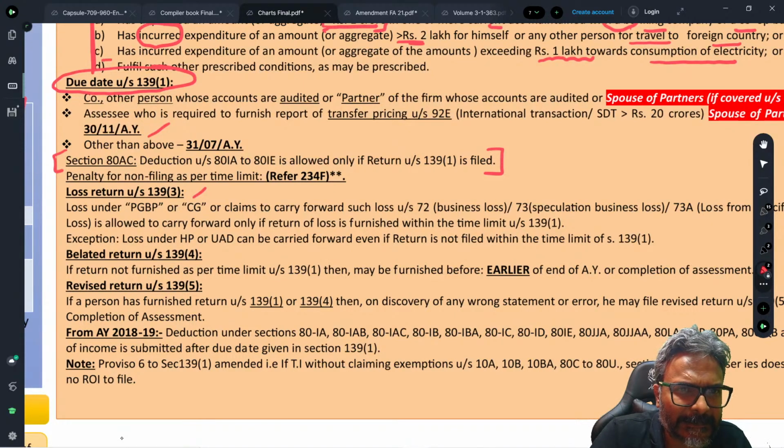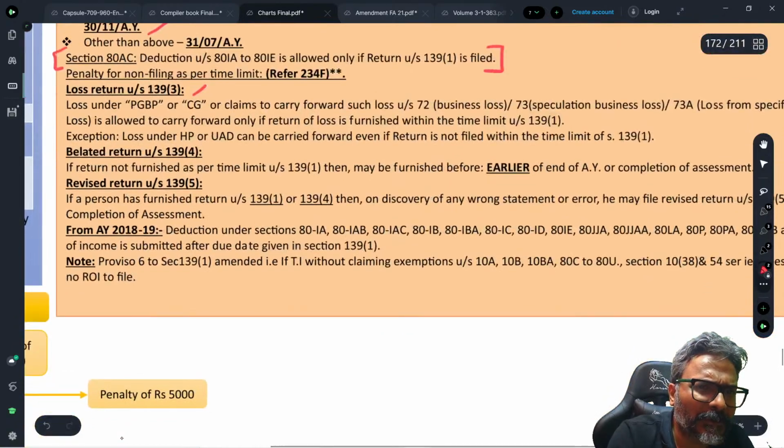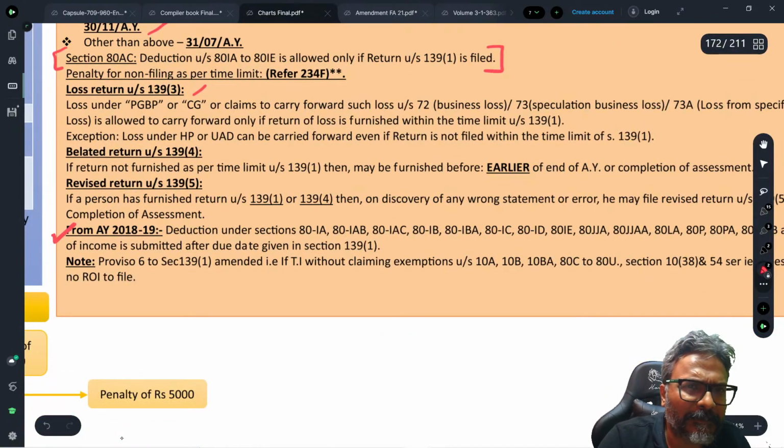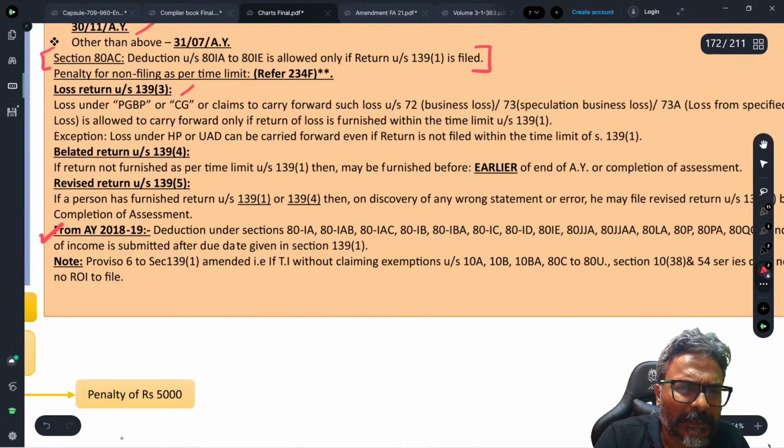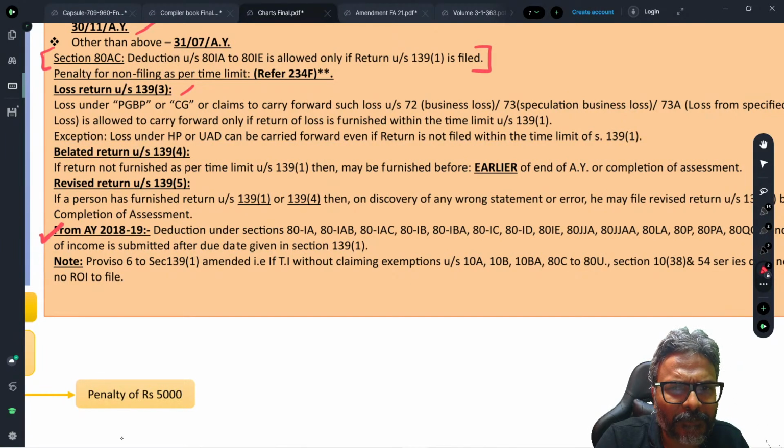So 80AC, and what they've said about it, just hold on to look into this one. The importance of the due date, students. If we have to talk from that particular perspective, supposing you are a person who is under the obligation to file the return of income and you have not filed the return of income within the due date of section 139(1), then what will happen in this case?